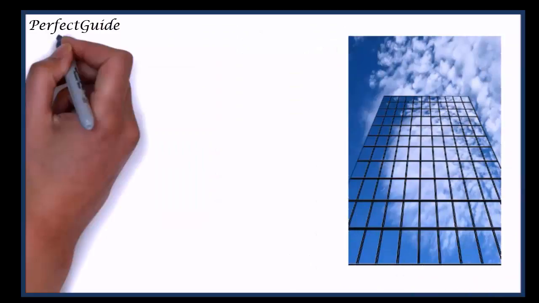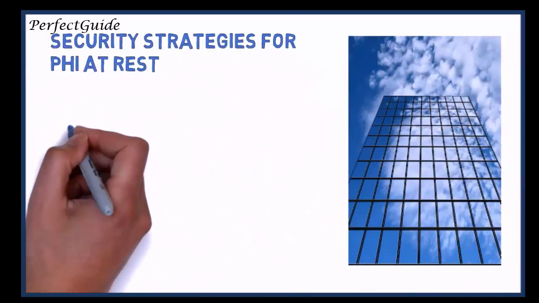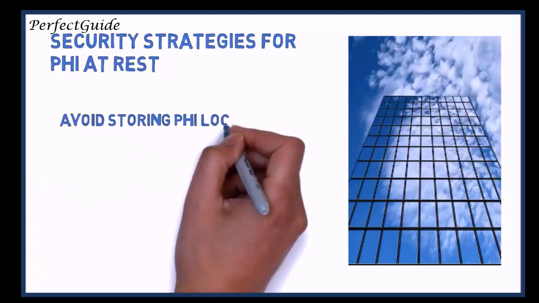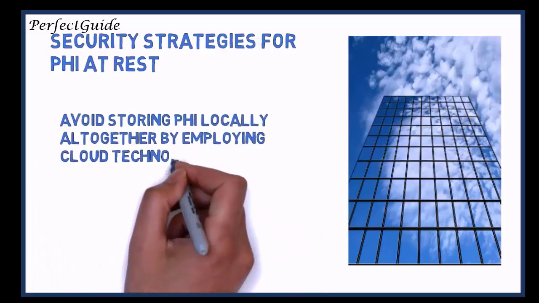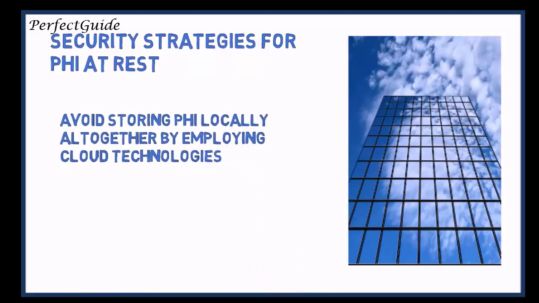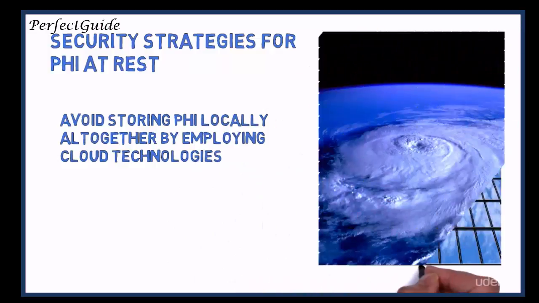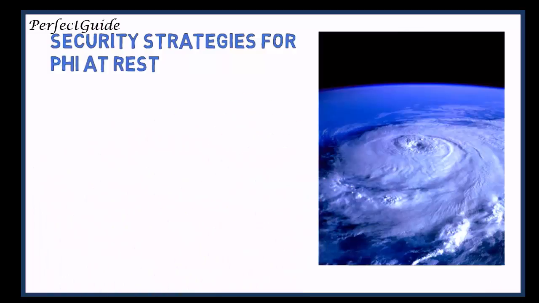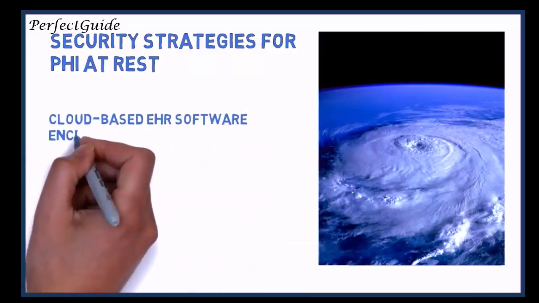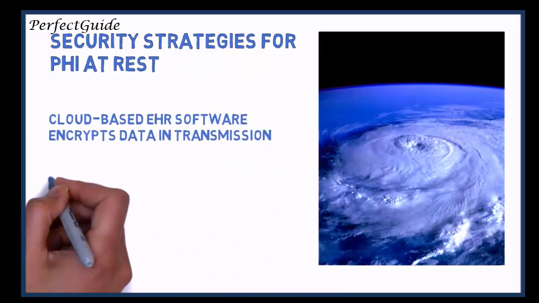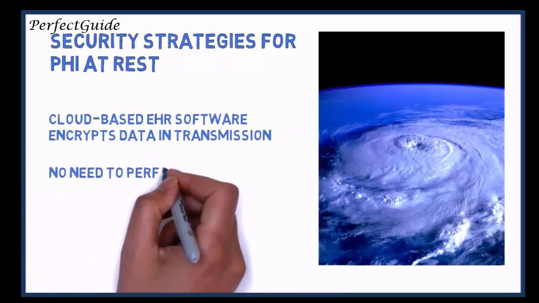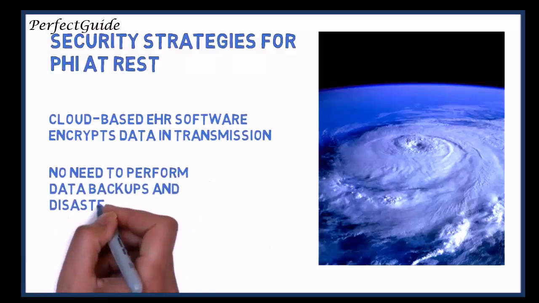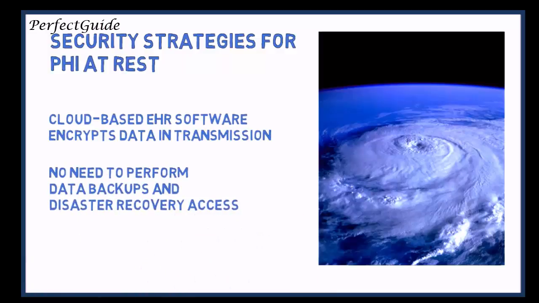There are two popular strategies for addressing the security of PHI at rest. One is to avoid storing PHI locally altogether by employing cloud technologies. For example, many EHR platforms are now cloud-based, and this software typically does not store PHI locally. Cloud-based EHR software encrypts data in transmission. It also relieves the provider of the need to perform data backups and disaster recovery access, both of which are required by HIPAA. These functions are performed automatically on the provider's behalf by the cloud software.